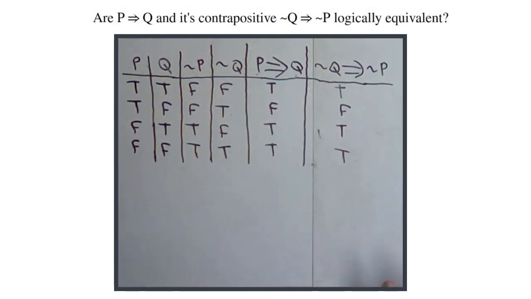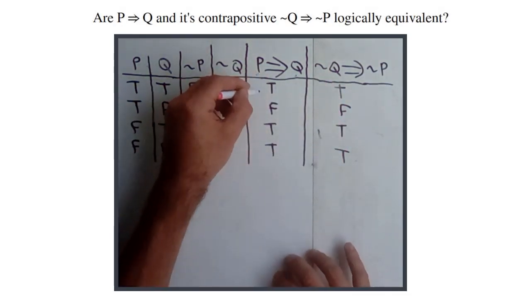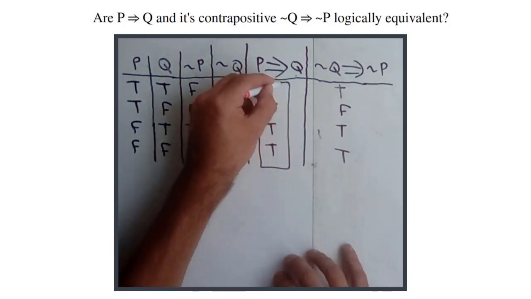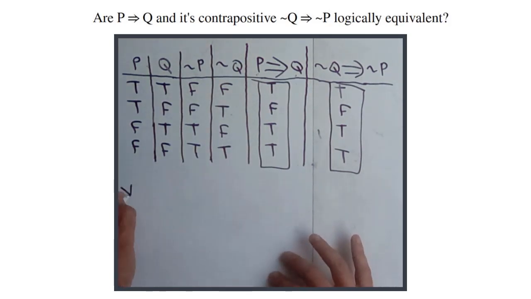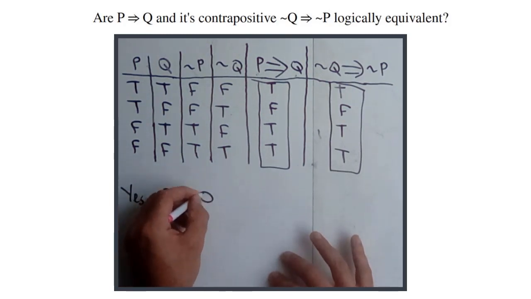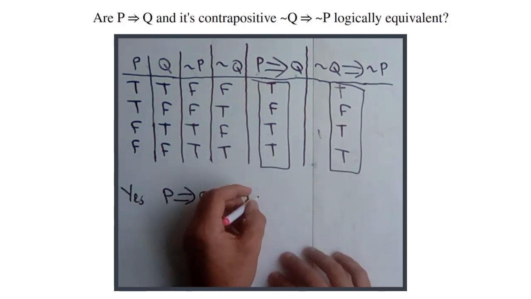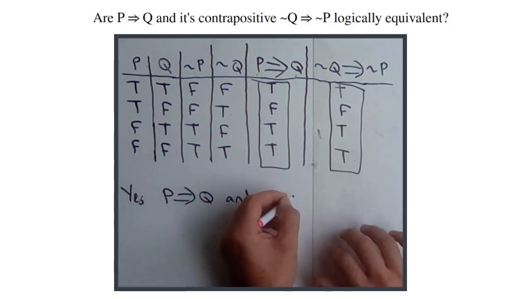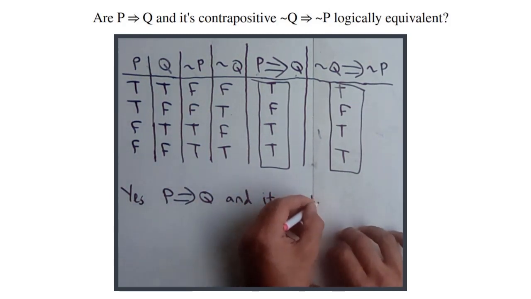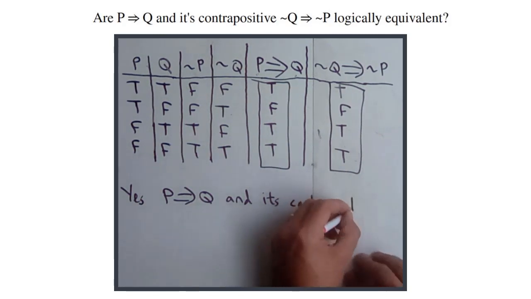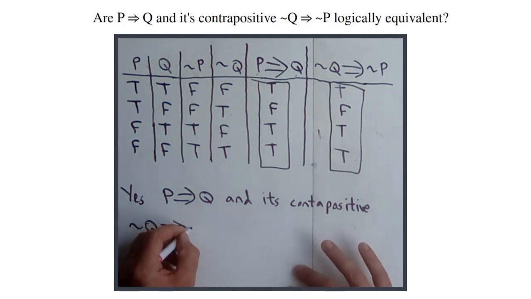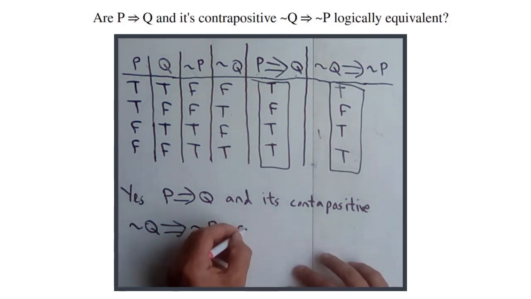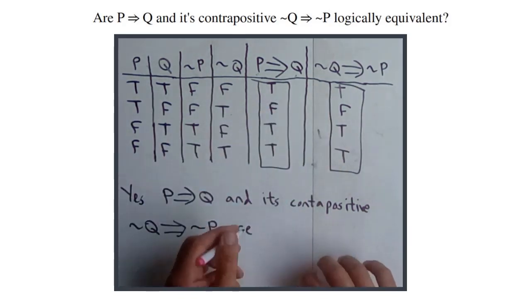Now to see if these things are logically equivalent, we compare these 2 columns here, and you can see that they are identical. So that proves that, yes, P implies Q and its contrapositive, not Q implies not P, are logically equivalent because their truth table columns are identical.